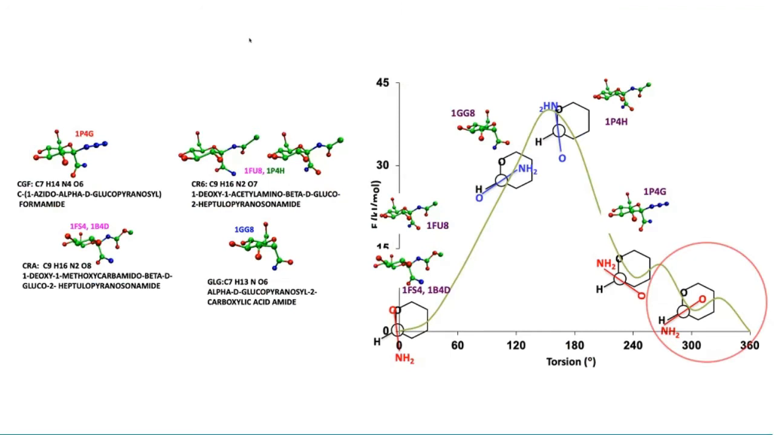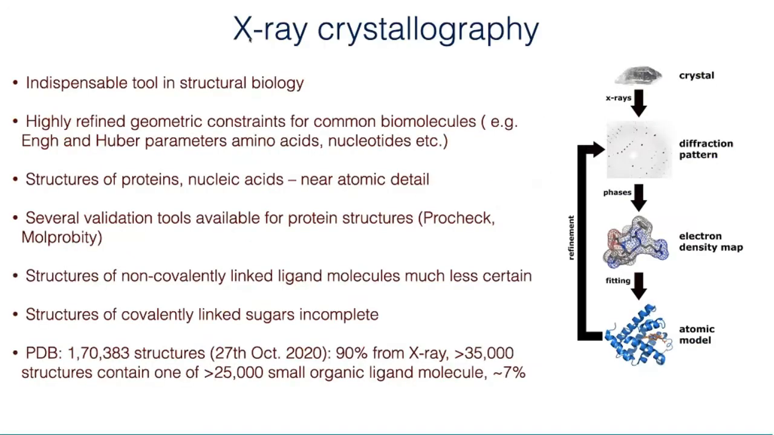Then we looked deeper into how these things are done. We noticed that, of course, all the structures came from X-ray crystallography, which is an indispensable tool in structural biology. One of the key things we realized is that most of the structures contain a biomolecule like a protein, and some contain nucleic acids, sugars and lipids. So we have highly refined parameters for those biomolecules for their refinement. The structures of proteins and most nucleic acids are solved in near atomic detail, and we have a lot of validation tools for protein structure to check its quality and geometry, like ProCheck and MolProbity.